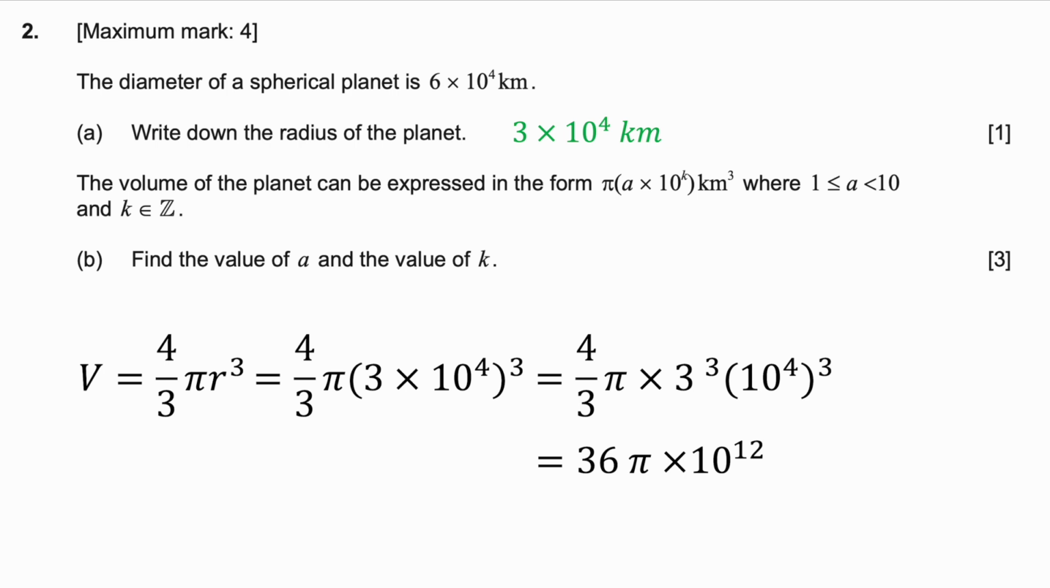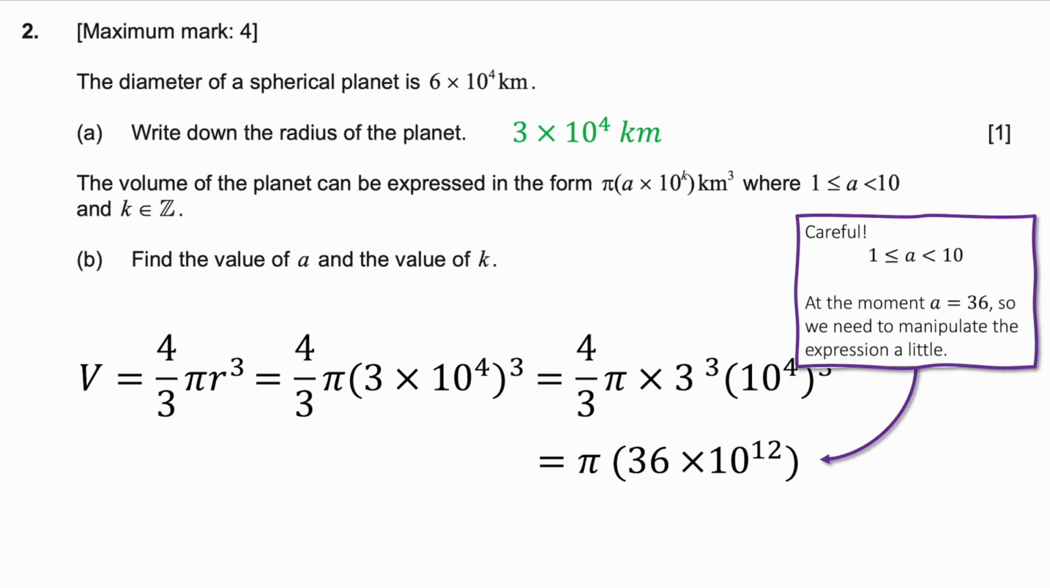Now, we need to convert it so that it looks like this in brackets, but the 36 is not between 1 and 10. So we just need to adjust that slightly, and we'll do a clever trick here. We'll change the 36 into 3.6 times 10, because that converts the 36 into a number between 1 and 10, times 10.